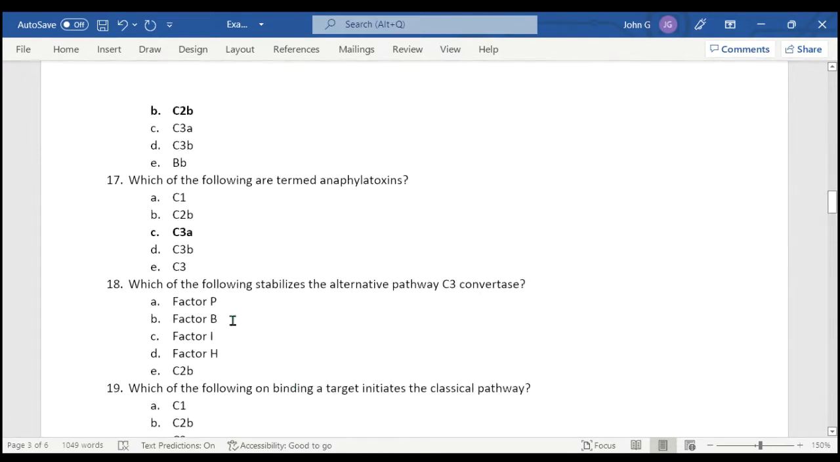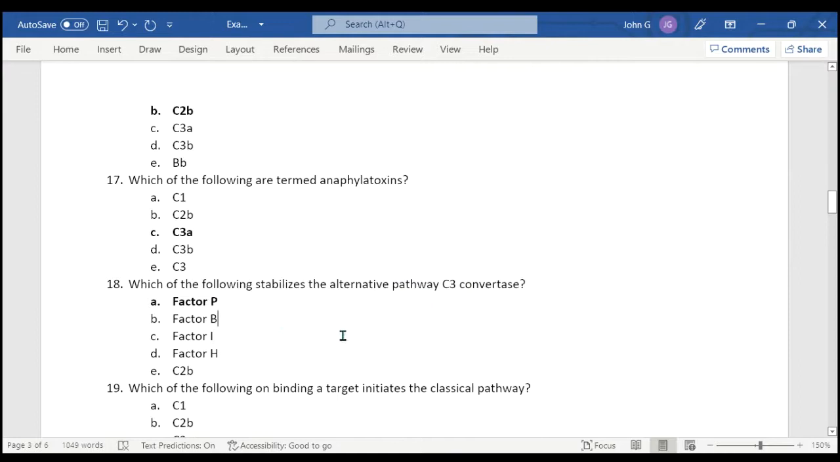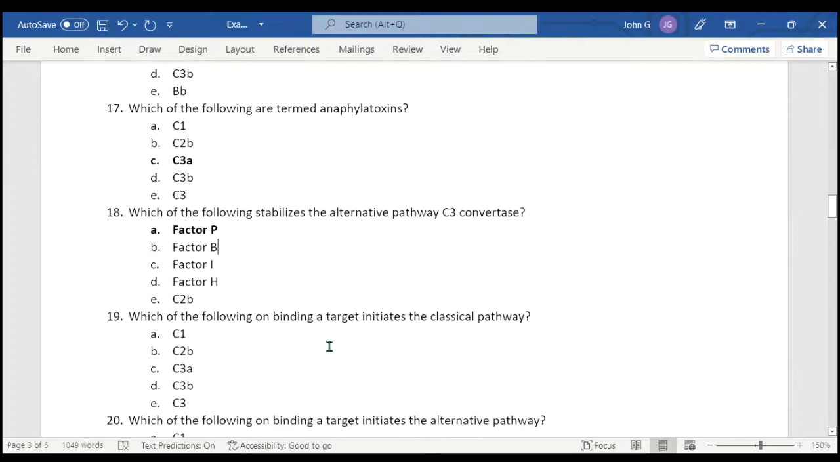And then this was a highly missed question. Which of the following stabilizes the alternative pathway C3 convertase? That's going to be factor P, or properdin. This is the only positive regulator of complement. The only positive regulator of complement is factor P. None of these other ones have anything to do with that.